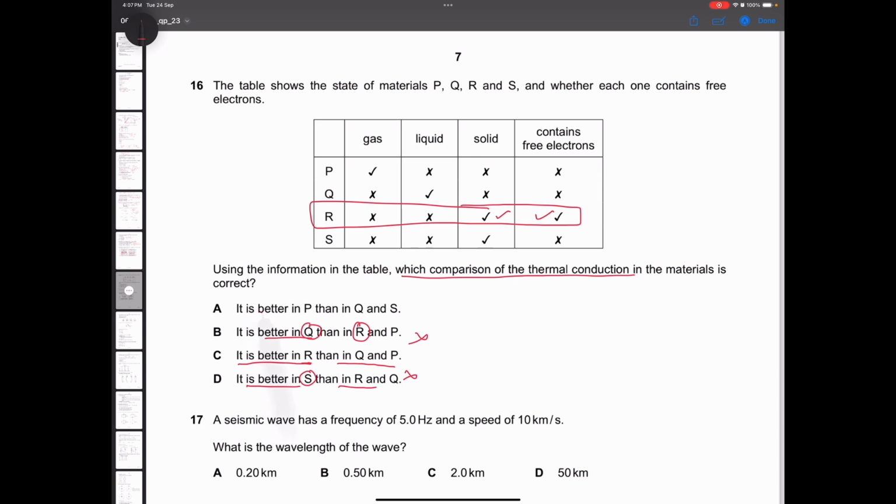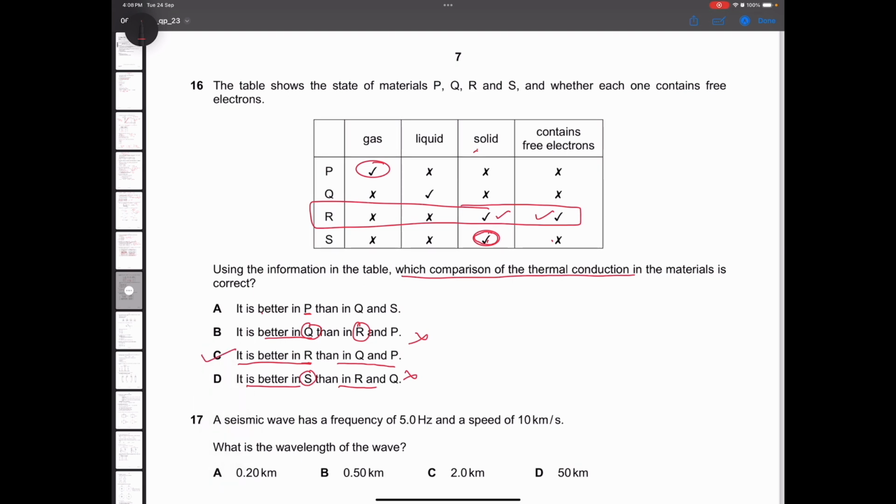It is better in P than in Q and S. So it is saying gas is a better conductor than solid. That is S. S is one of the solids. It is not possible. Even though a solid does not have delocalized electrons, still, if you compare a solid with a gas, solid will always be a good conductor. Right? So option C is correct.